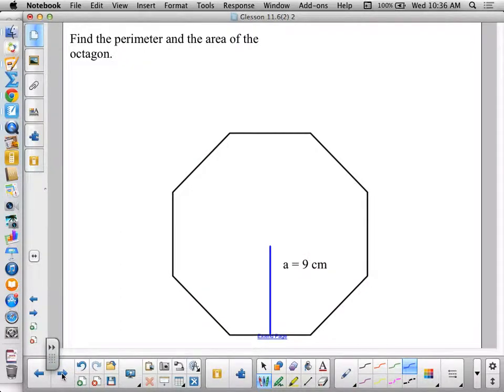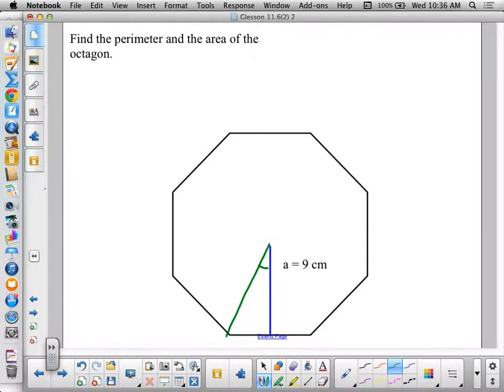Find the perimeter and area of this octagon. The apothem is 9 centimeters. That's all we're given. Okay? Well, let's find it. We're going to start by trying to find our triangles.